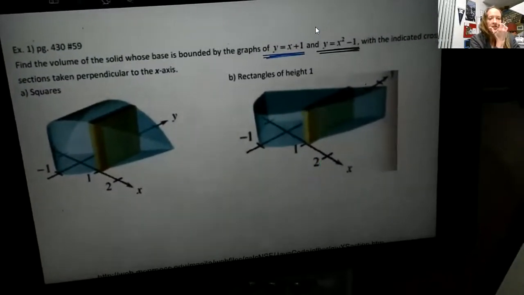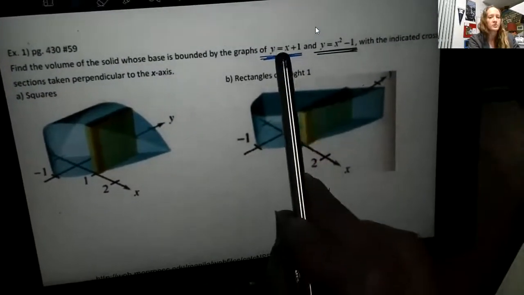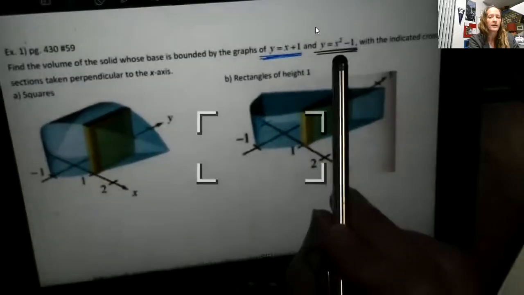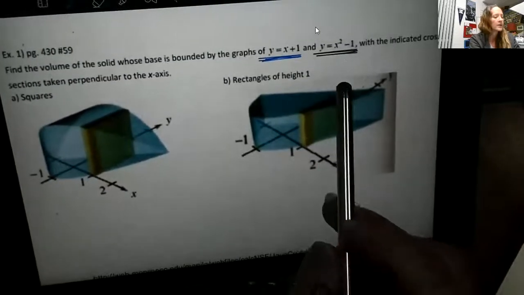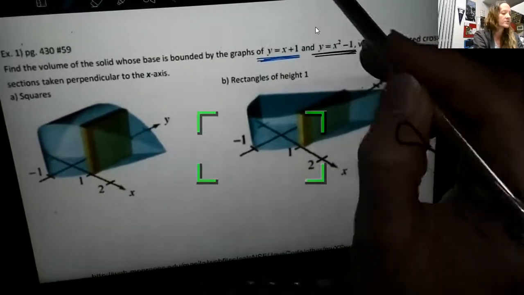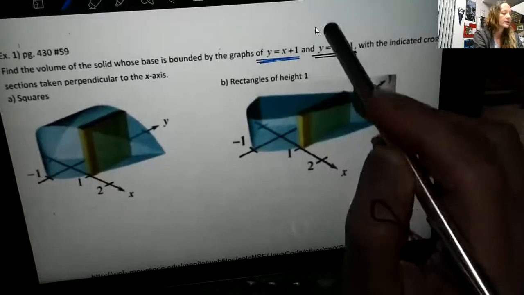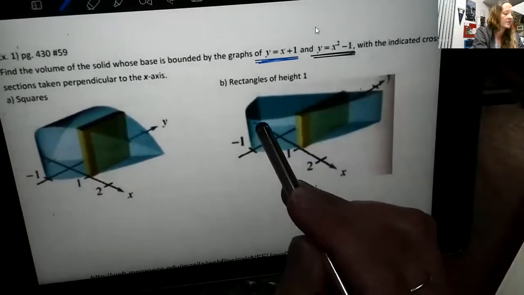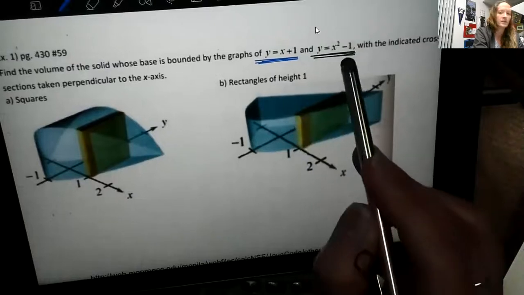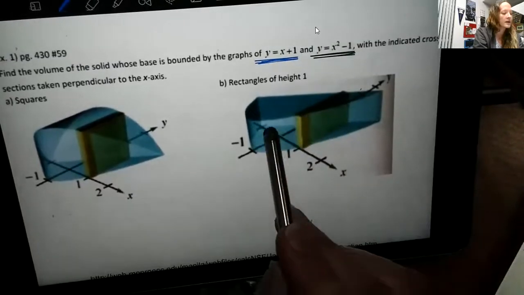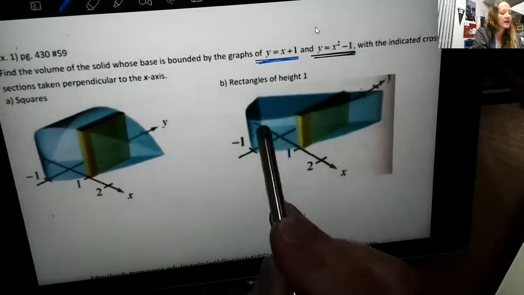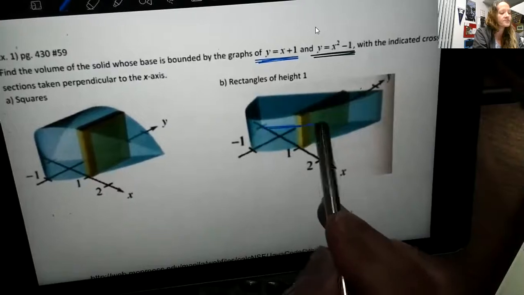The base of our region is going to be formed by these two curves, which are y equals x plus 1 and y equals x squared minus 1. I'm going to go ahead and try to color code those for you guys so that you can get a pretty good picture of that, in that the x squared minus 1 is a parabola, the x plus 1 is a line. So the line is actually up here on this region.